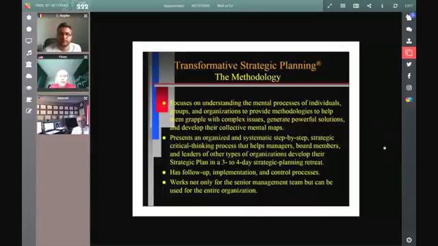The transformative strategic planning methodology also presents an organized and systematic step-by-step strategic critical thinking process to help managers, board members, and leaders of other types of organizations develop their strategic plan. And this takes place in a 3 to 4 day strategic planning retreat.